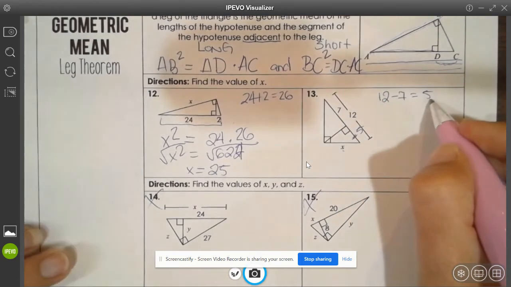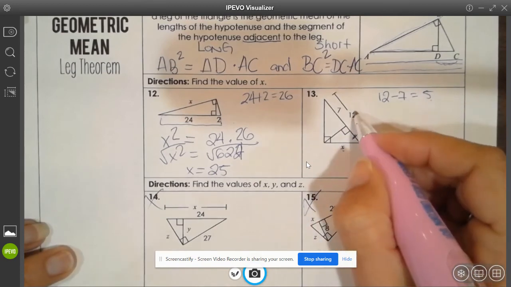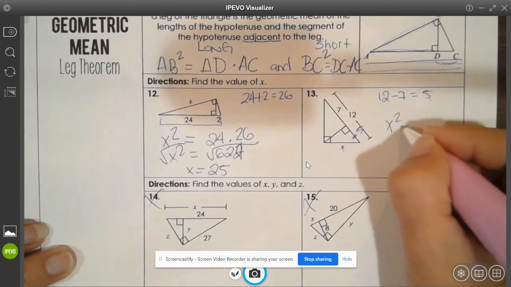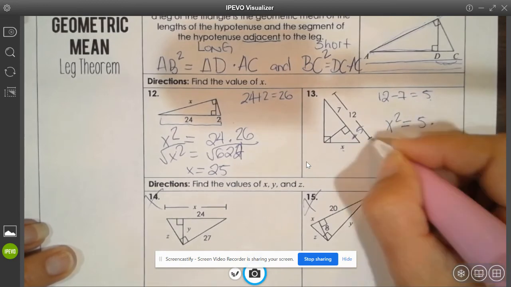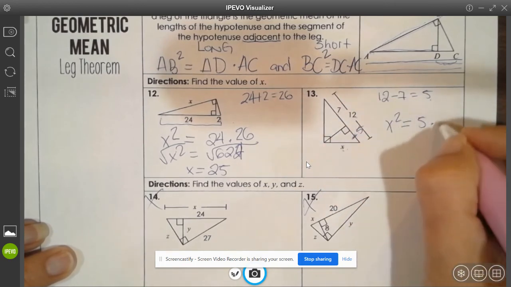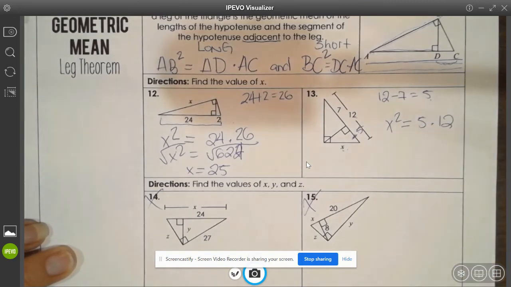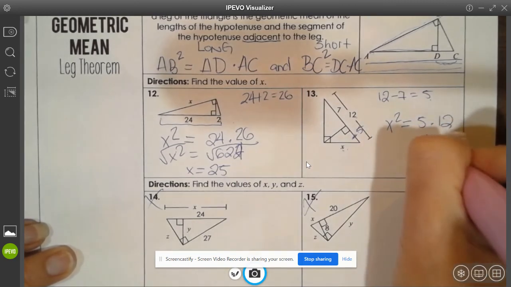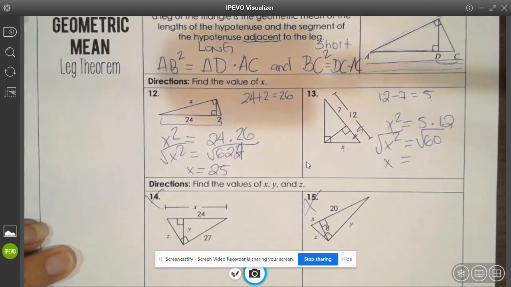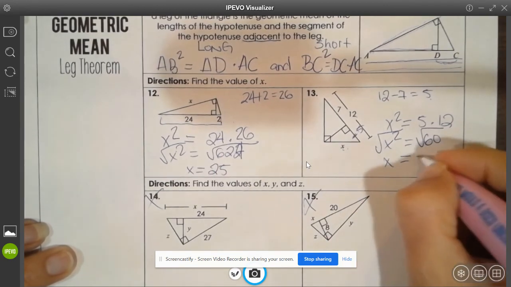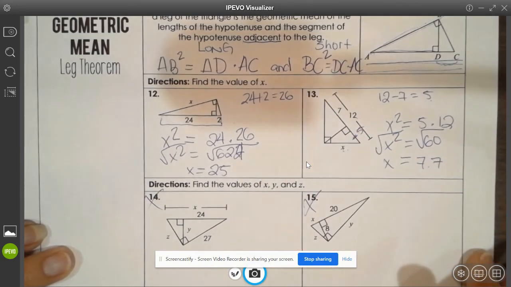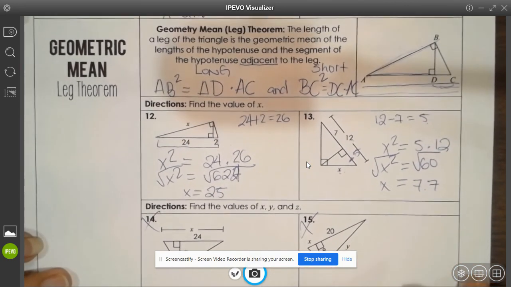All right, so once we have that number, that's the one we need. We need 5 and we need 12, the whole thing, because of the formula, right? So that is x squared equals 5, which is the piece of the hypotenuse right next to the leg, and then the whole hypotenuse times 12. So 12 times 5, that is 60. And then you take the square root of that. X equals, take the square root, that's 7.7. 7.7 is the short leg. Okay. All right.